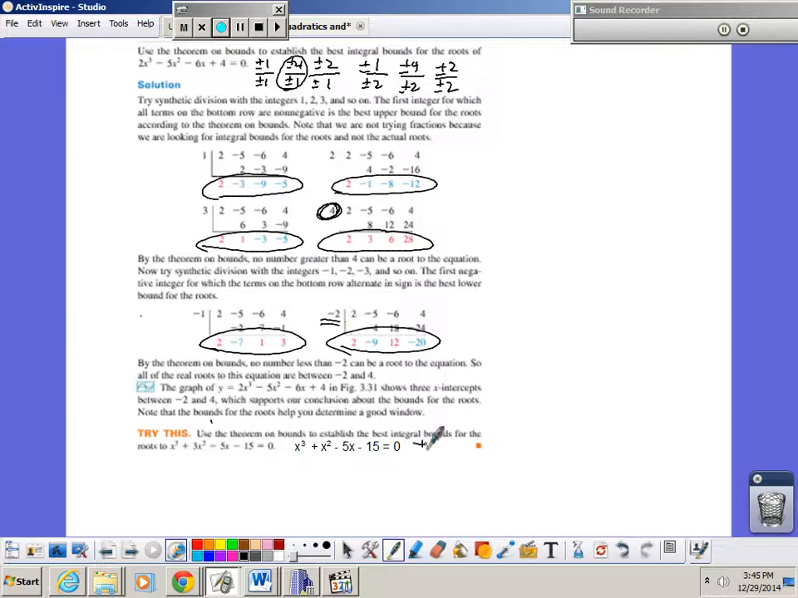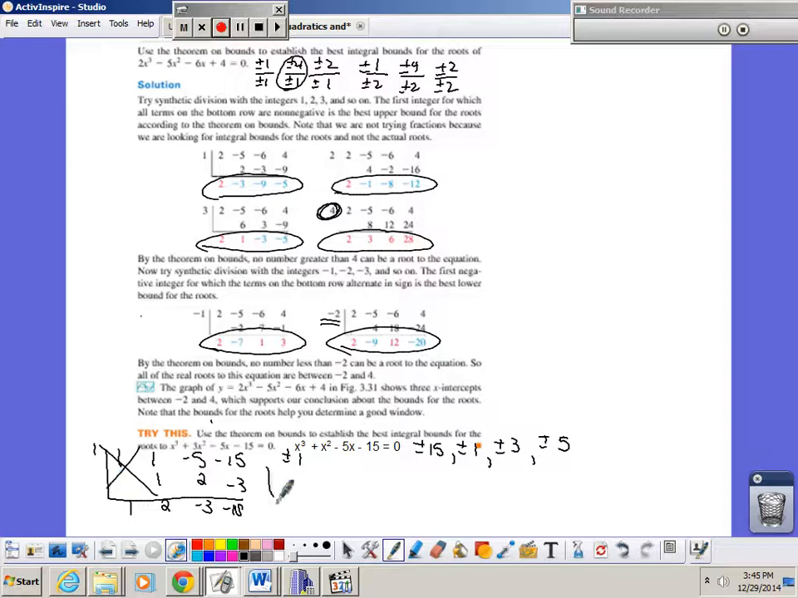So let's try this one. We have plus or minus 15, plus or minus 1, plus or minus 3, plus or minus 5 over 1, because this is plus or minus 1. So 1, 1, negative 5, negative 15. We're going to start with 1. 1, 1, 2, 2, negative 3, negative 3, negative 18. So 1's not it.